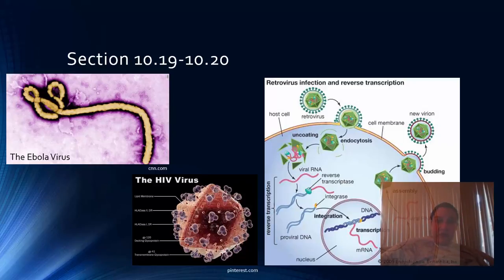Most viruses come in and they inject their DNA. However, HIV is what is called a retrovirus. It injects its RNA and works backward to create its DNA inside our host cells.